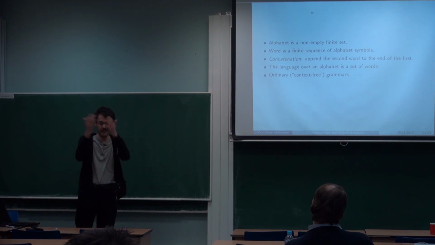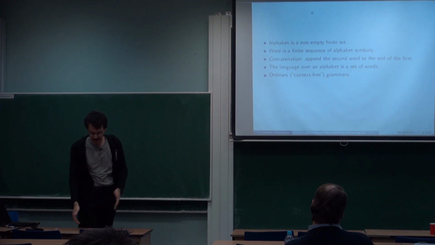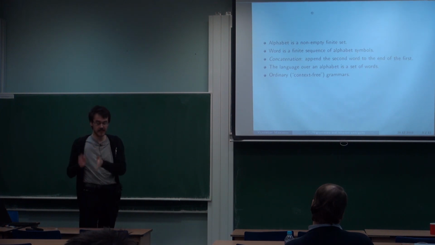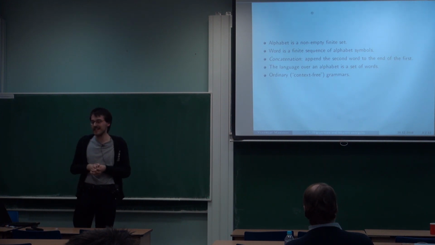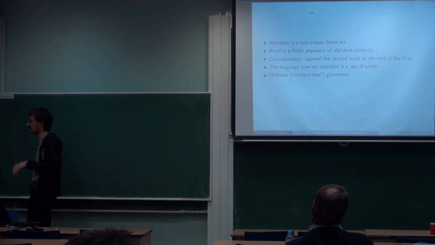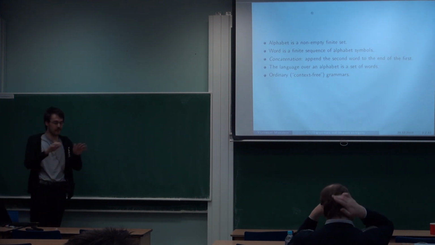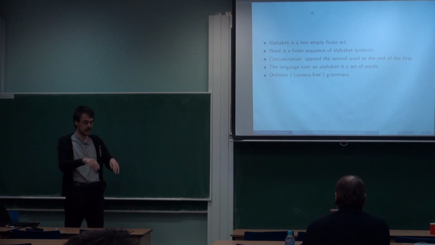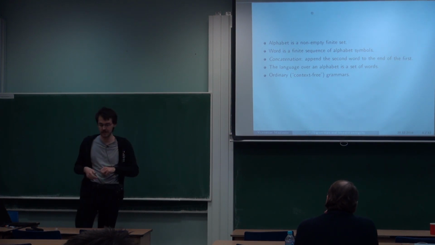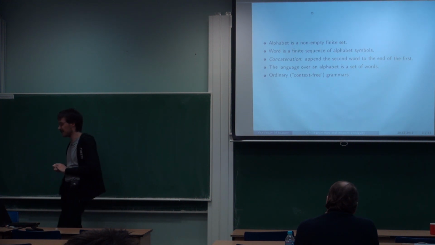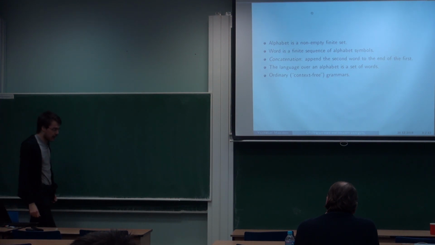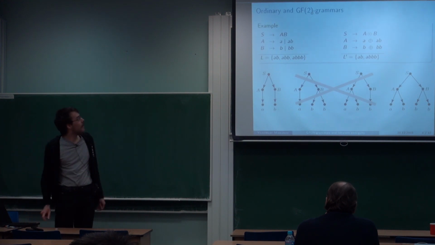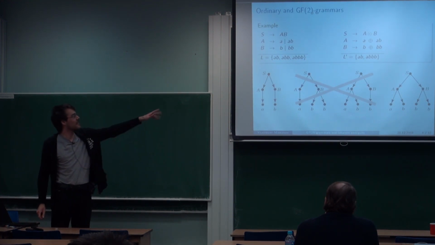Concatenation is just we append the second string to the end of the first string, and a formal language is just some set of strings. And there is an operation of concatenation of languages and so on. Concatenation of languages is just the set of concatenations of all pairs of strings, one from the first language, second from the second language. And usually the main class of grammars that people consider are ordinary or context-free grammars, which work in the following way. Okay, so you should ignore the cross.